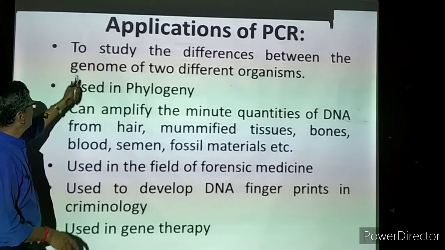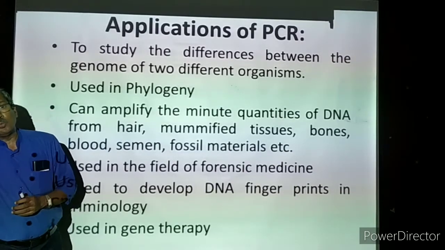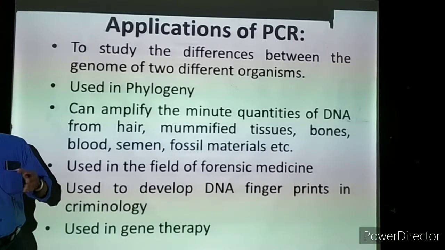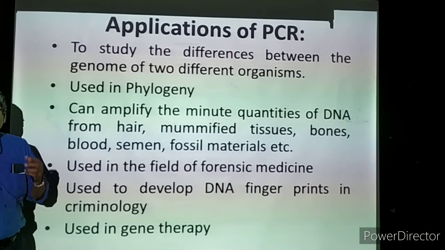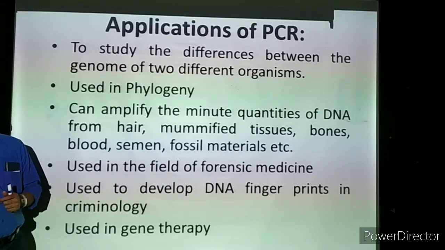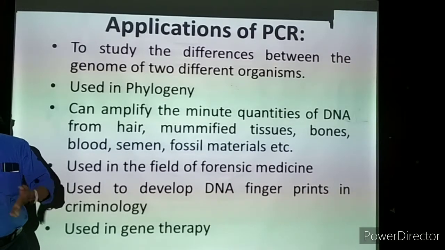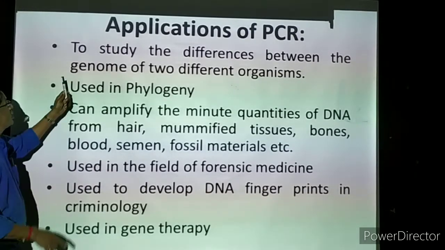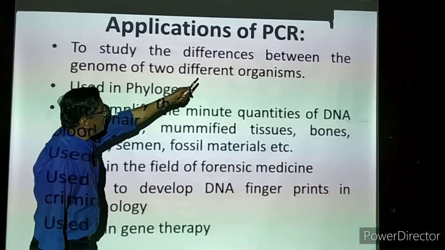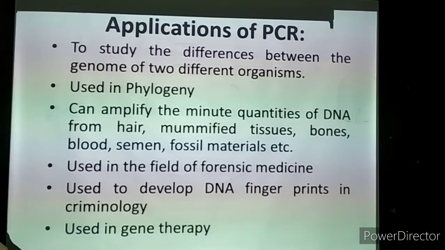For example, we have the genome of a human being, and we also have another, entirely different organism, the monkey. It has 44 chromosomes in every cell. We take the 44 chromosomes and see how much DNA is present. Then we compare the DNA of human and the DNA of monkey. That is called a comparison, to study the differences between the genomes of two different organisms.